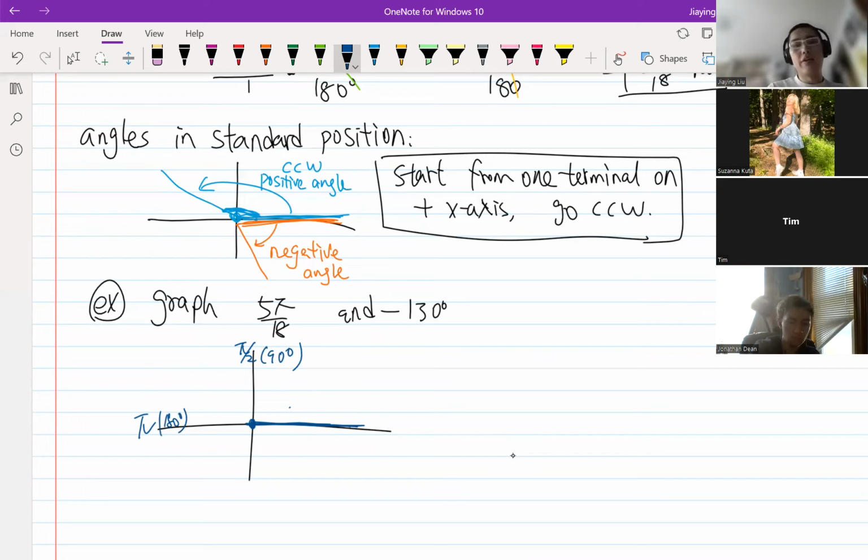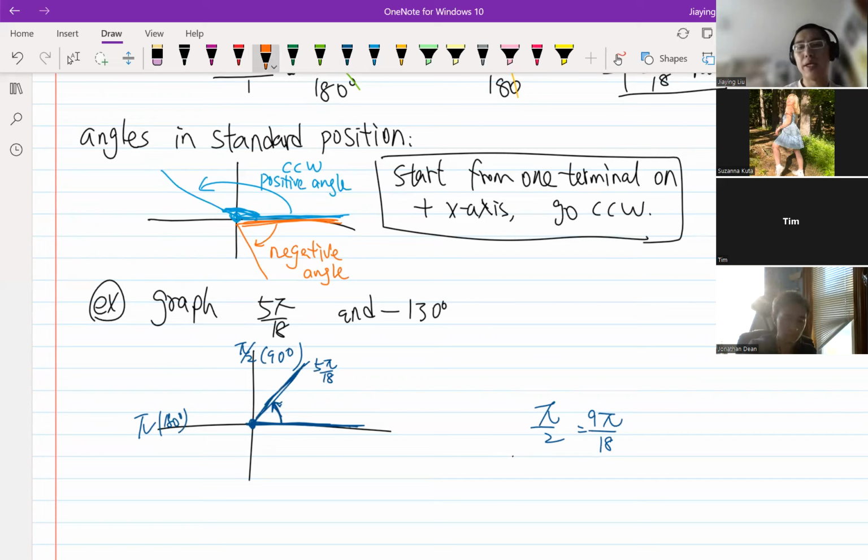Now, where is 5 pi over 18? You probably wondered. Well, pi over 2 is 9 pi over 18, but we want 5 pi over 18. So that's a little bit more than half of 9 pi over 18. If I do my best, the angle is probably right here. So this is going to be 5 pi over 18. As you can see, we begin with the positive x-axis and go counterclockwise until we reach the correct place, 5 pi over 18.